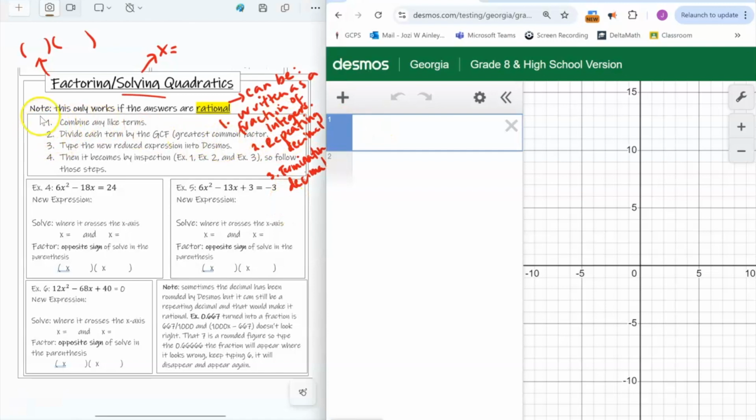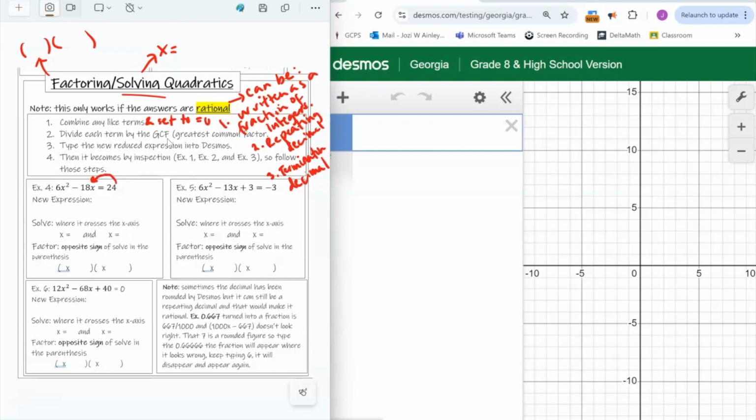All right, so here are the notes. We're going to combine any like terms. So here's my question right here. We need to write a new expression where we combine any like terms, and really, I should say combine any like terms and set equal to 0. Okay, so I need this to equal 0. So I'm going to take this to the other side by subtracting 24. Once I do that, I'm going to get 6x squared minus 18x minus 24 equals 0. So the important thing is you do need to write it in standard form. It does need to be equal to 0.